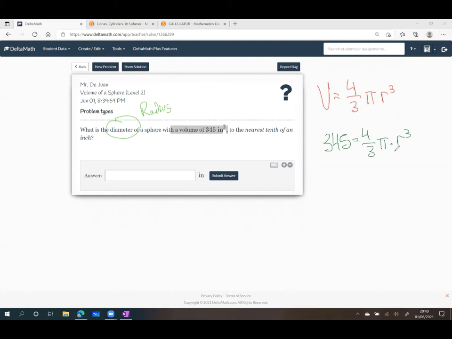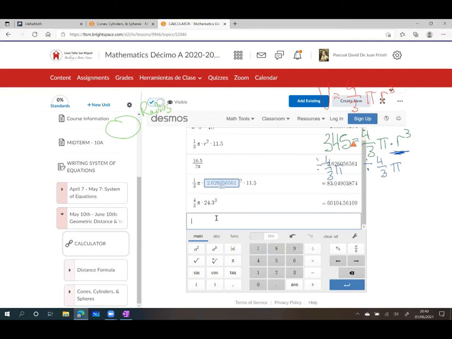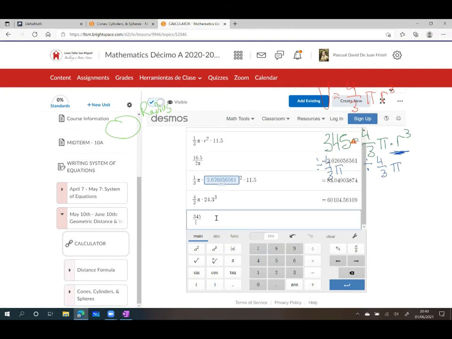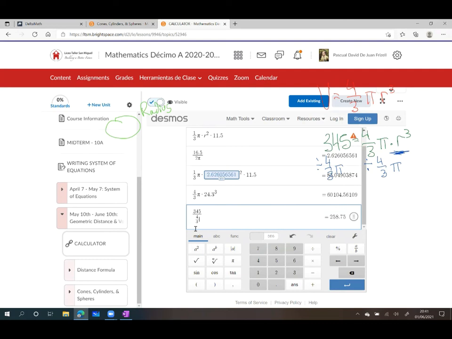Teacher, what do we need? You need the radius. So you're going to divide the entire formula by 4/3 pi. So what we're doing in the calculator is 345 divided by, well, you can type in exactly how you have it because this calculator is very friendly. We just need to divide it by 4/3 pi. Excellent. And there is our answer.